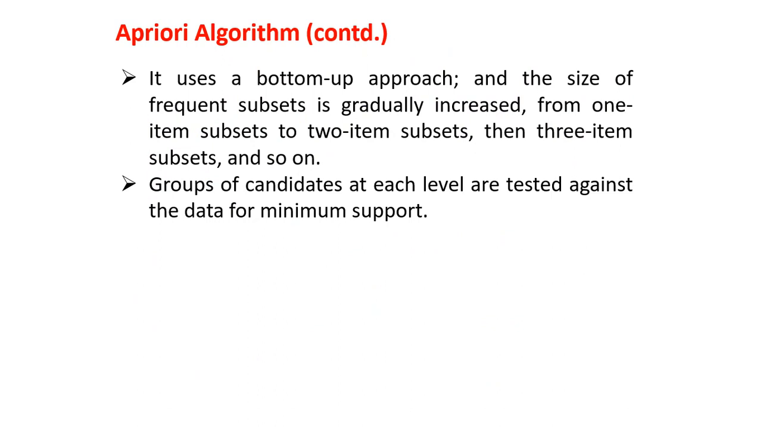This algorithm uses a bottom-up approach, and the size of the frequent subsets is gradually increased from one-item subsets to two-item subsets, then three-item subsets, and so on. A group of candidates at each level is tested against the data for minimum support.